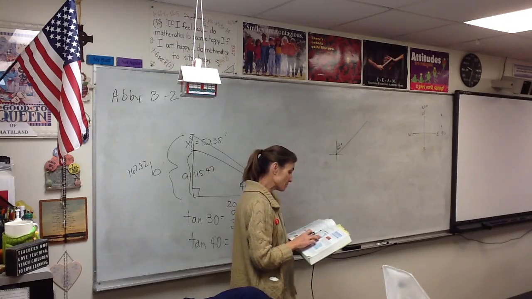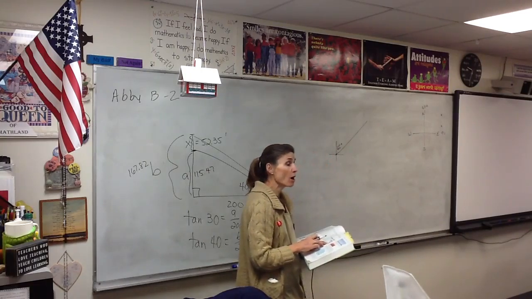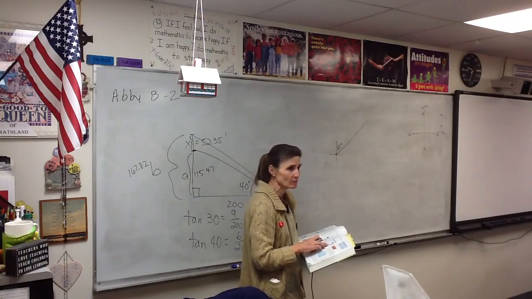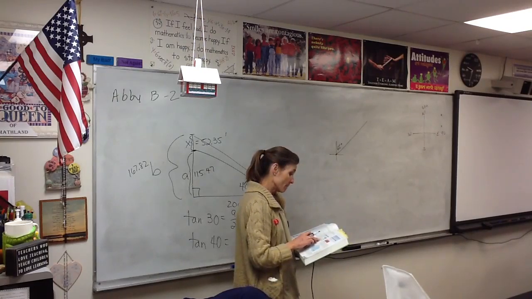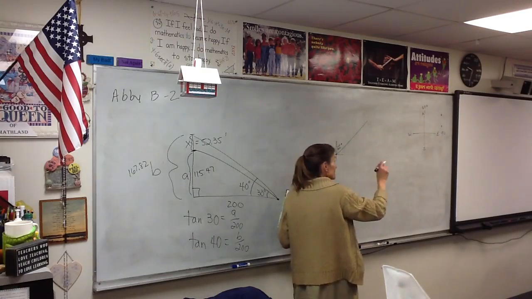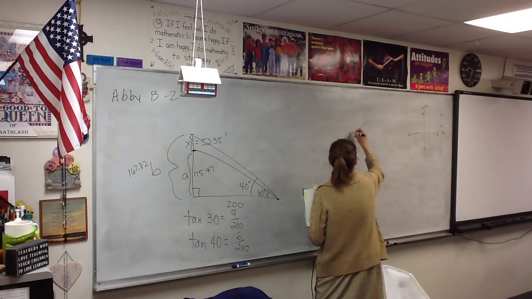He's traveling at a speed of 40 knots. Knots is nautical miles per hour, so that's a speed. He's going 40 miles an hour for 2 hours. So how long is this? If he's going 40 miles an hour for 2 hours, this is 80.